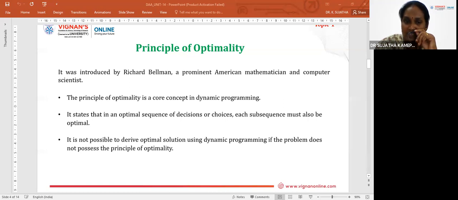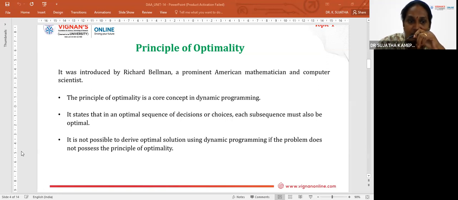This principle is the key idea behind breaking larger problems into smaller, overlapping subproblems. The principle of optimality guides the design of efficient algorithms for solving complex optimization problems by breaking them into simpler and overlapping subproblems and reusing the optimal solutions to these subproblems.